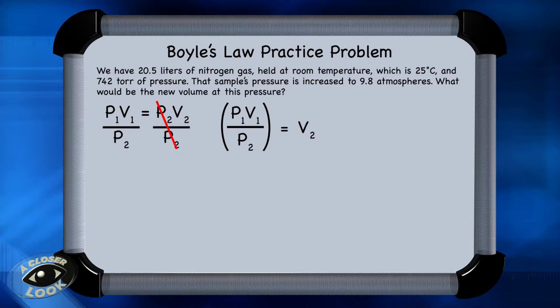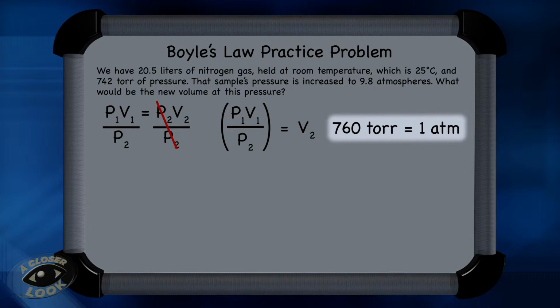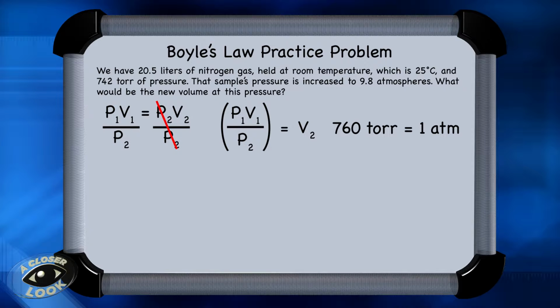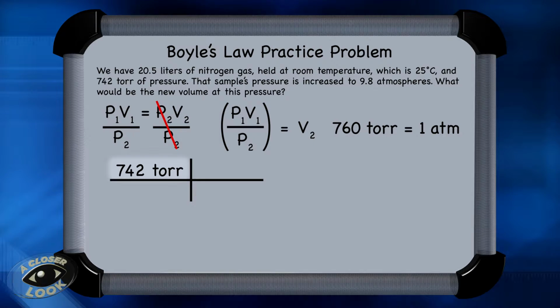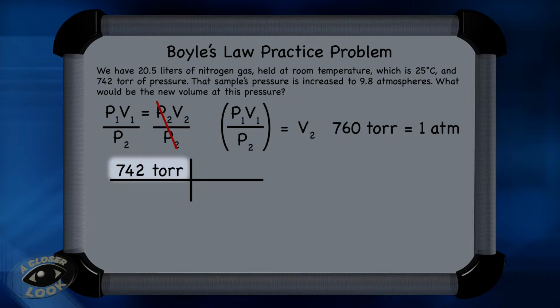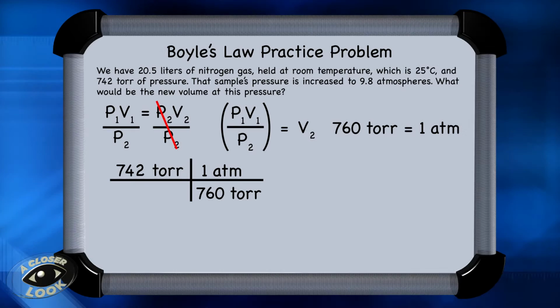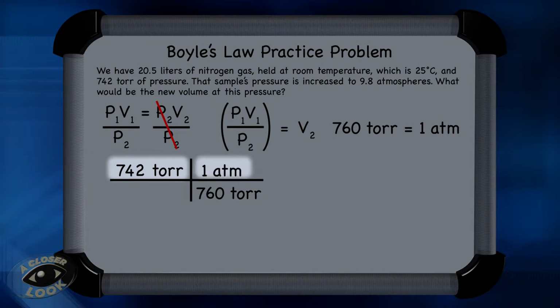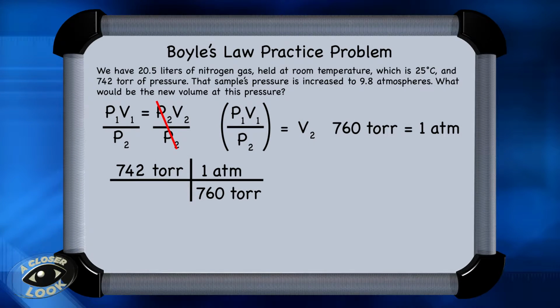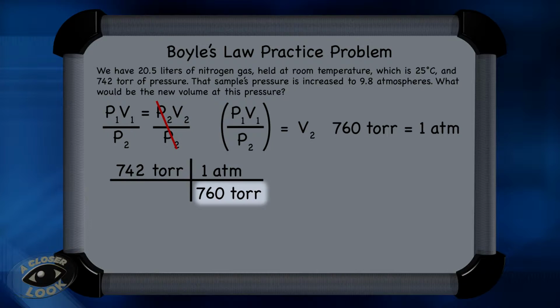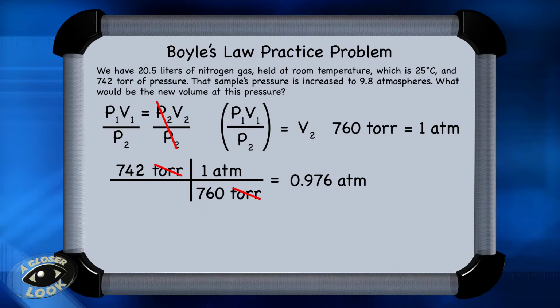The conversion factor we need is that there are 760 torr in 1 atmosphere, so we can convert from 742 torr to atmospheres by placing what we start with, the 742 torr, in the upper left-hand corner of a conversion chart, then bringing down the units of torr. Place 760 torr in the denominator and 1 atmosphere in the numerator. Then, when we multiply 742 times 1, we get 742. And when we divide that by 760, our answer is 0.976. And since the units of torr canceled, we are left with the units of atmosphere. That tells us that 742 torr is equal to 0.976 atmosphere.